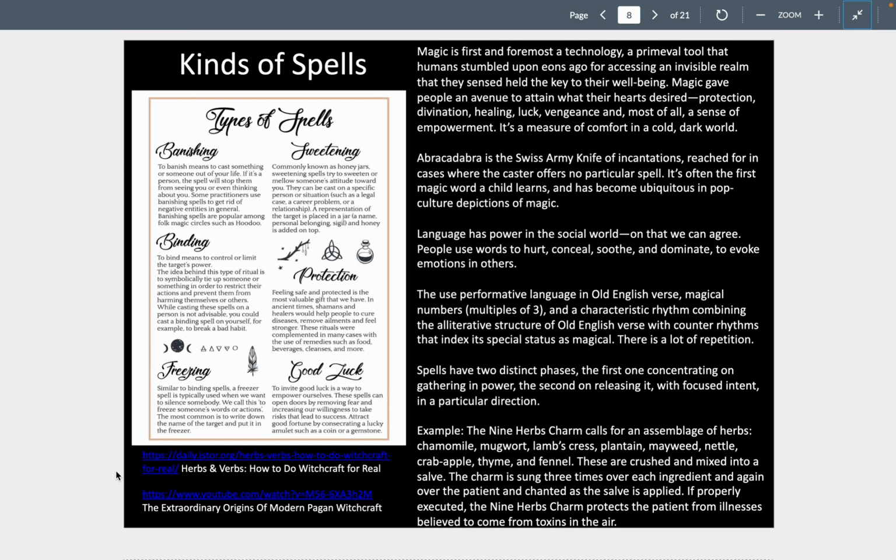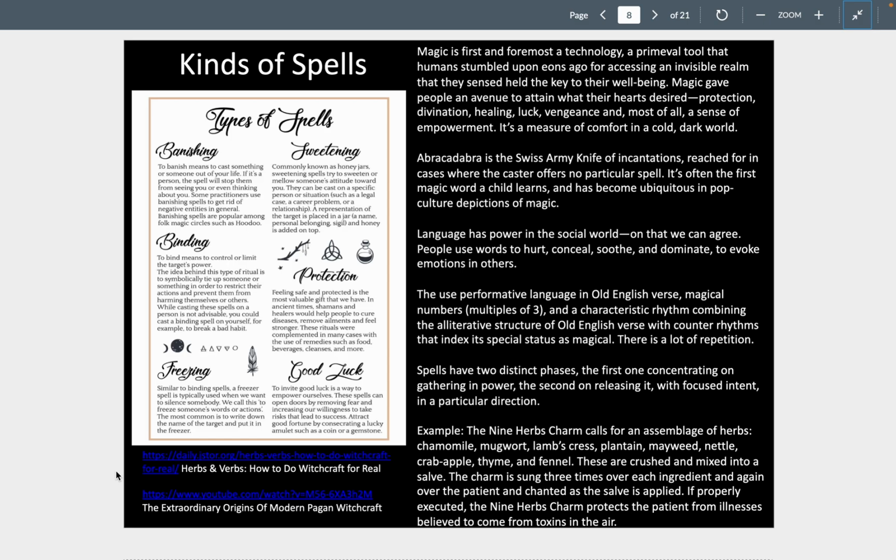Spells and the types of spells, like banishing, sweetening, binding, protection, freezing, good luck. So magic is first and foremost a technology, a primeval tool that humans stumbled across eons ago for accessing an invisible realm that they sensed held the key to their well-being. Magic gave people an avenue to attain what their hearts desired: protection, divination, healing, luck, vengeance, and most of all, a sense of empowerment. It's a measure of comfort in a cold, dark world.